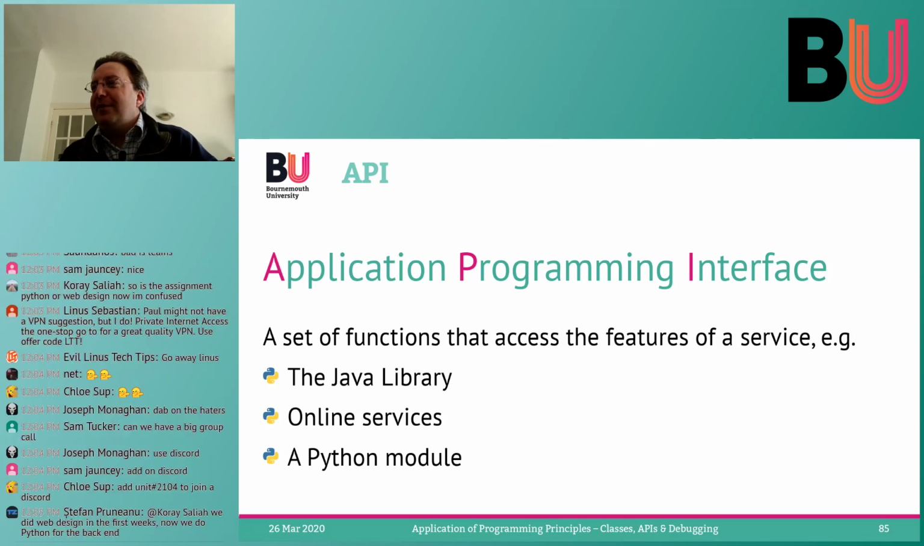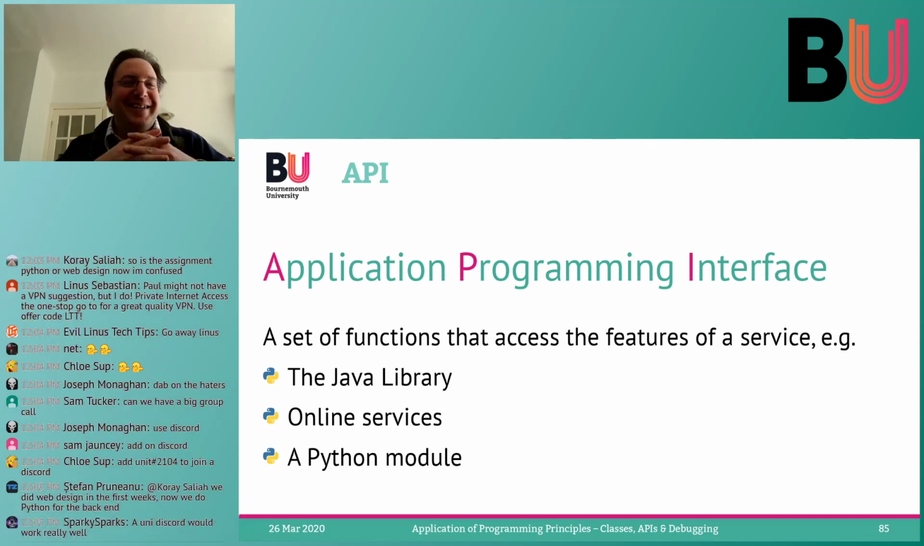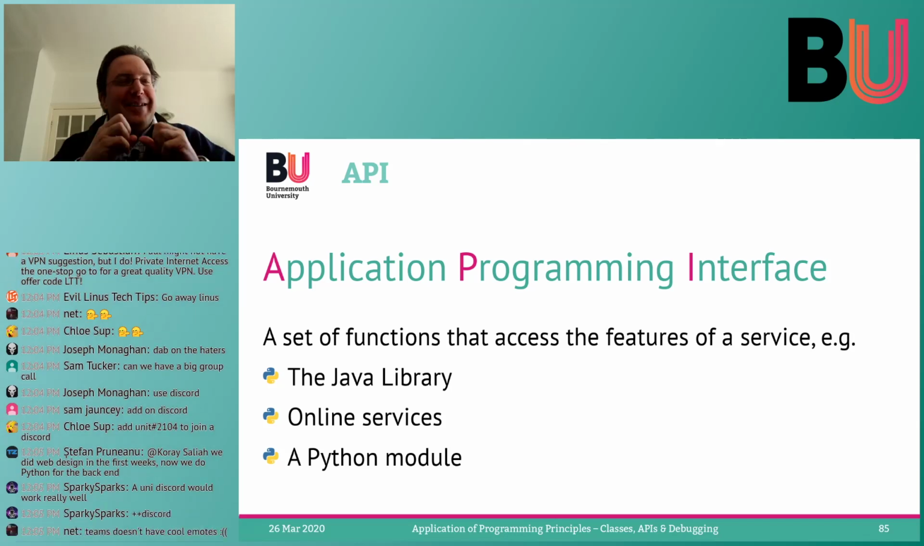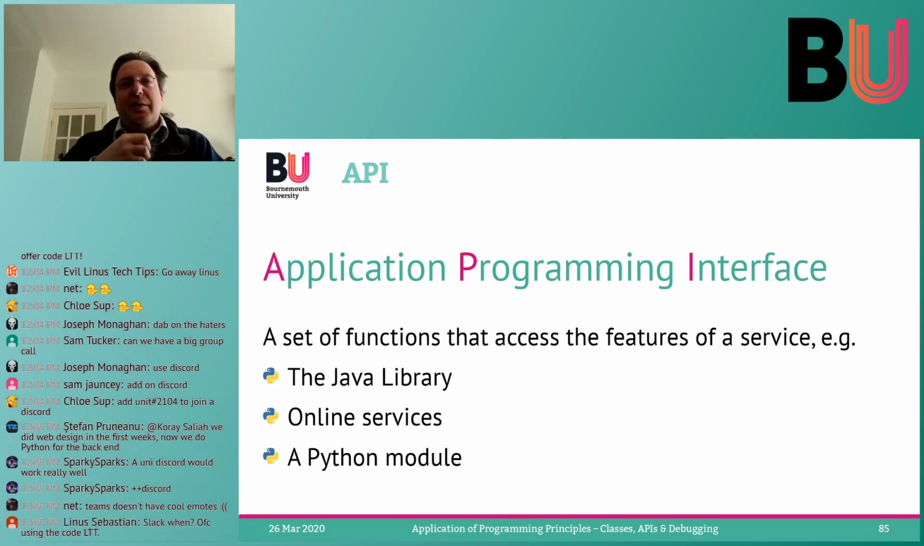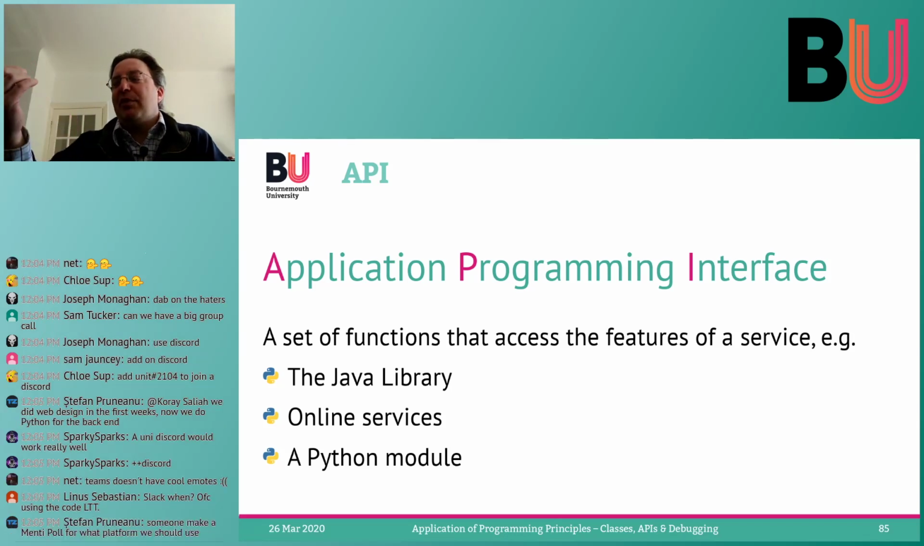Anyway, so the Java library is an example of an API. Online services have an API. One of the things that you'll be doing for the assignment is to create using Flask, and we'll come back next week how to use that with some demos. It's actually quite easy once you get the hang of it, to provide for the JavaScript that you've been creating on the front end part in the beginning of the unit. And a Python module also provides an API. It's just the functions provided.